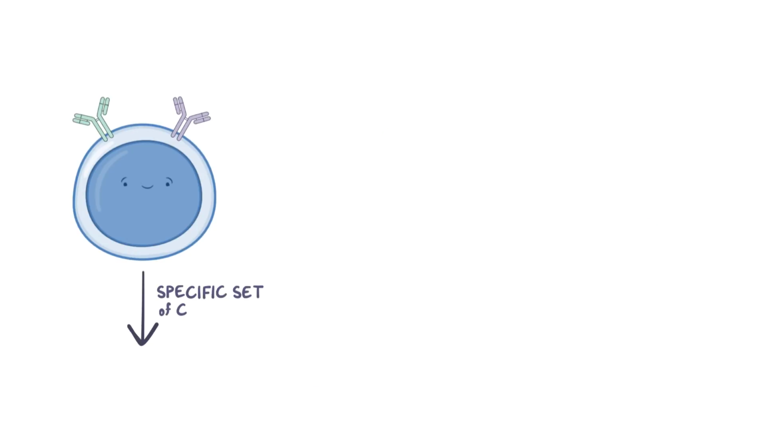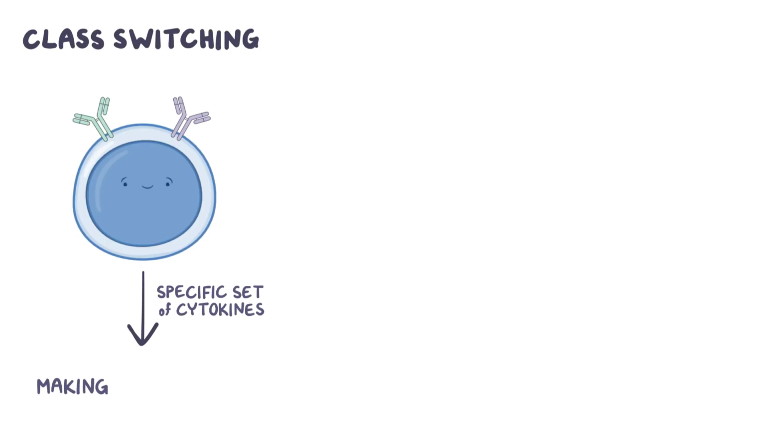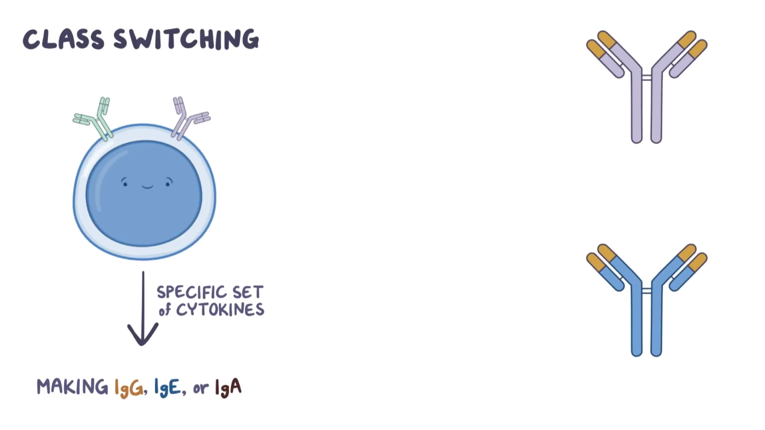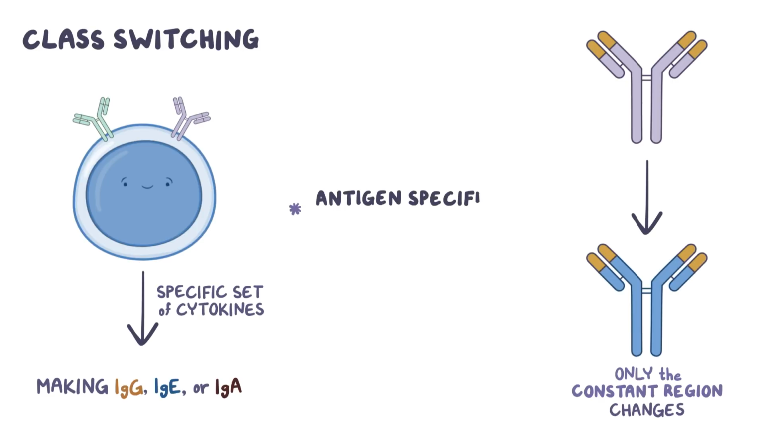The specific set of cytokines received by the B cell determine how it class switches, meaning whether it switches from making IgM and IgD to making IgG, IgE, or IgA. In class switching, the only thing that changes is the constant region, and not the variable region of the antibody, meaning that the antigen specificity remains the same.